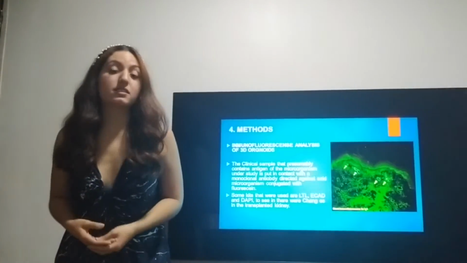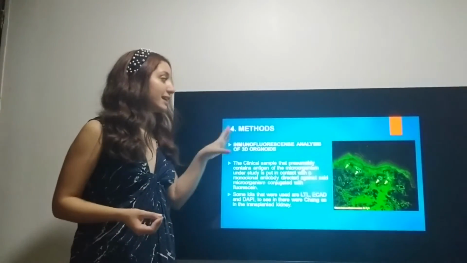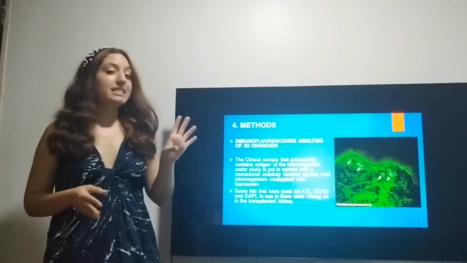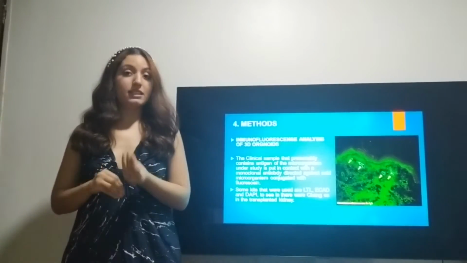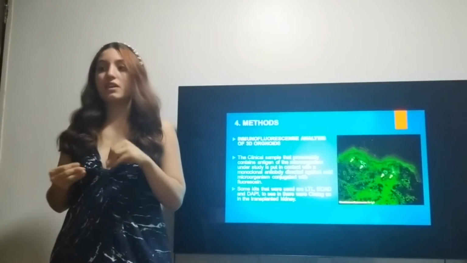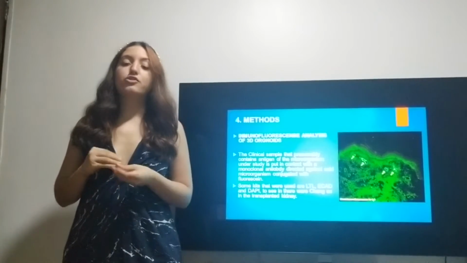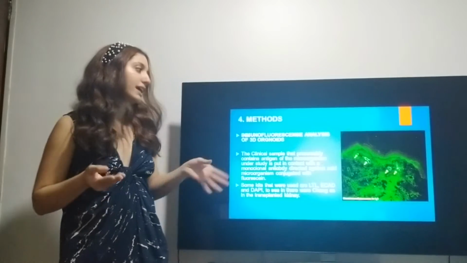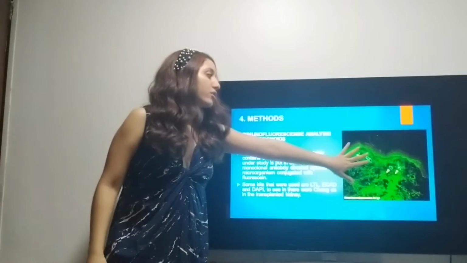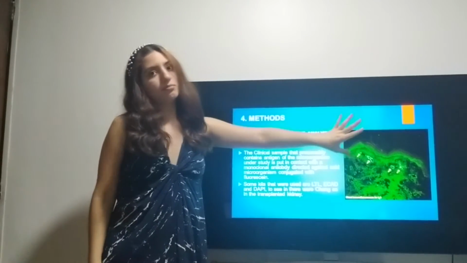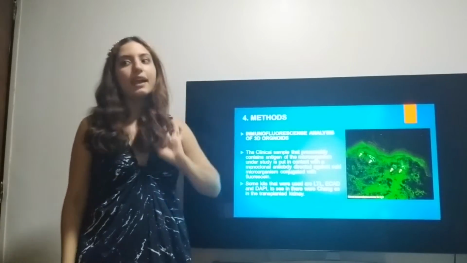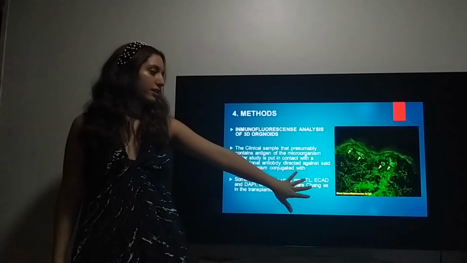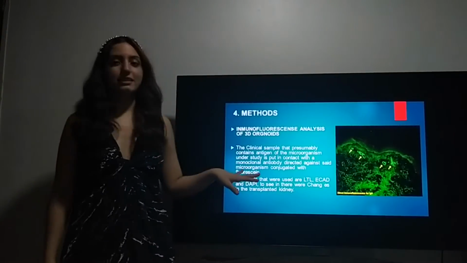Some of the other methods were immunofluorescence analysis of 3D organoids. So, the idea with this was to choose an antigen, then they put an antibody, and if the antibody complex forms, you should see with the fluorescent microscope something like this. So, you should see it green, red, or blue, and in this article they used LTL, ECAD, and DAPI.